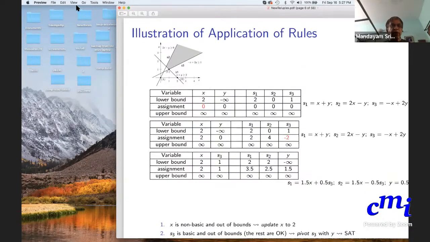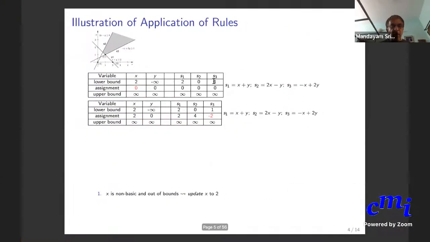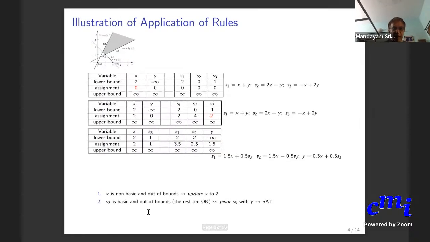I'm sorry, the thing is not visible, so I'll go enter full screen here. So first, x is non-basic and out of bounds, and you update x to 2, and the result of doing that is shown in that table. Now S3 is a basic variable and is out of bounds. The rest are okay. If a basic variable is out of bounds, the way to fix it is using the pivot operation. You pivot S3 with y.